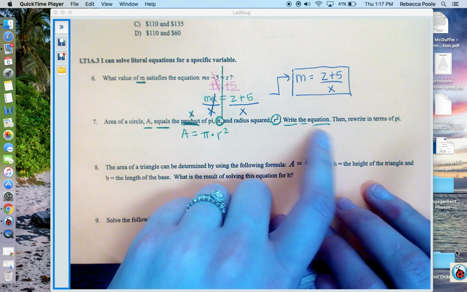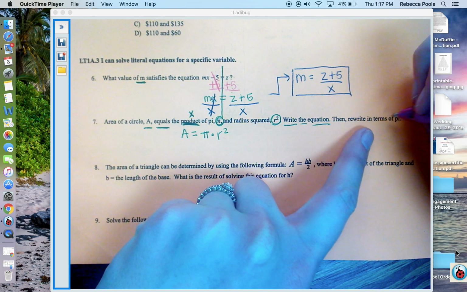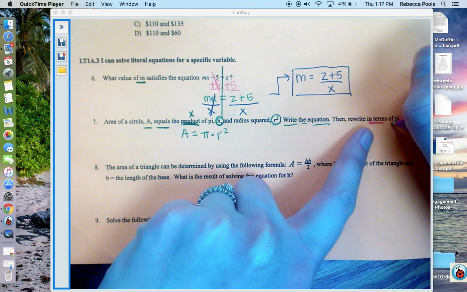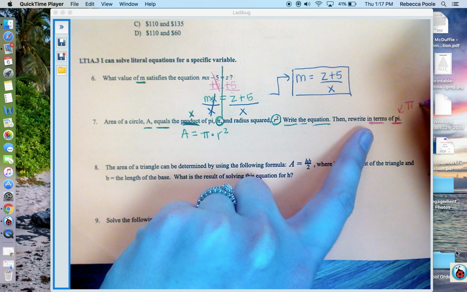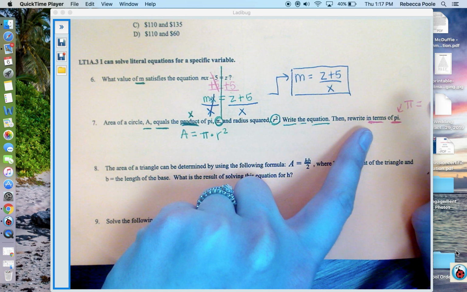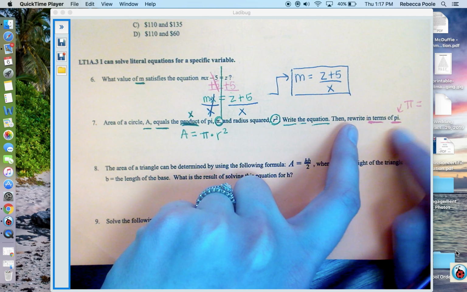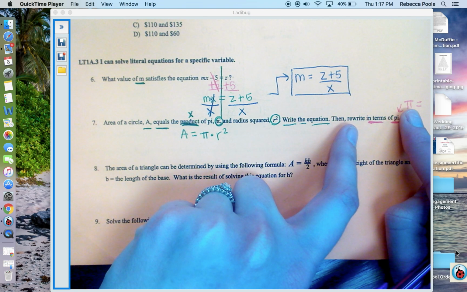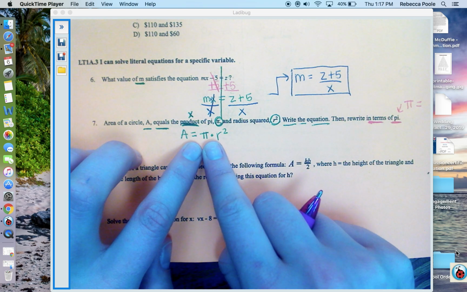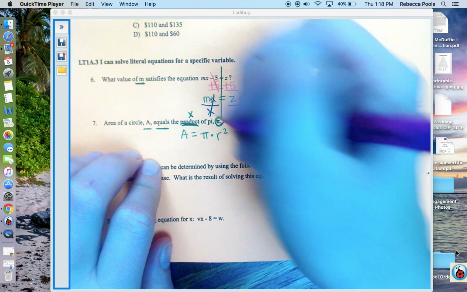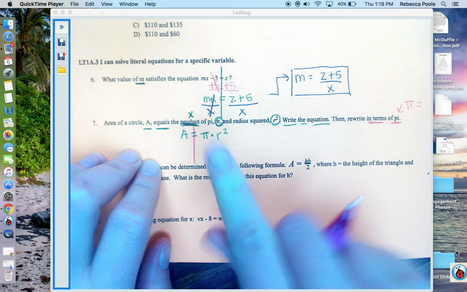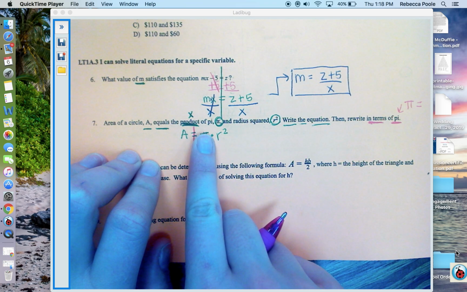Now, if you read the second part, it says rewrite in terms of pi. So what this means is get pi equals, or find what pi would be. If I want something in terms of pi, I want you to tell me what pi is. So we need to solve for pi. All right? So if I want pi, I'm going to draw my wall, and I'm going to cover up the pi.